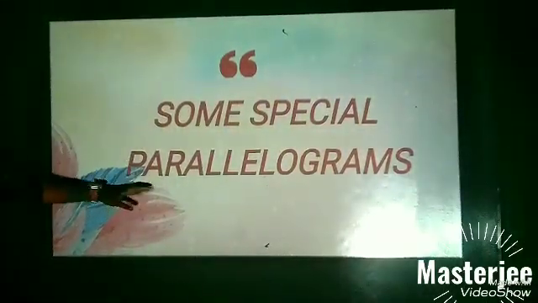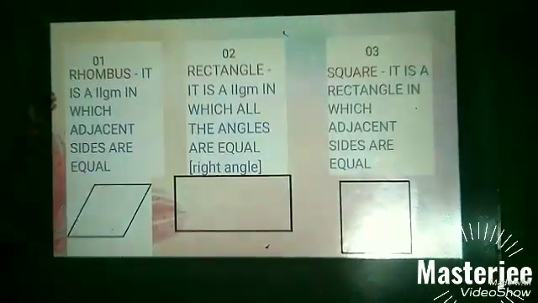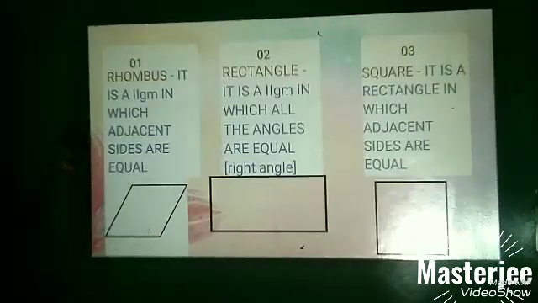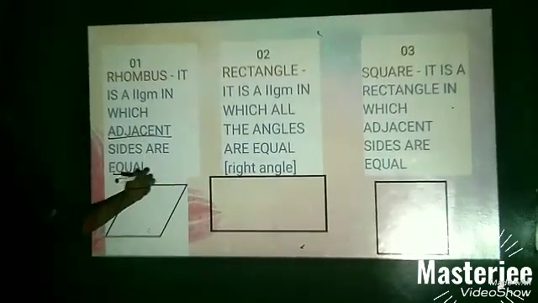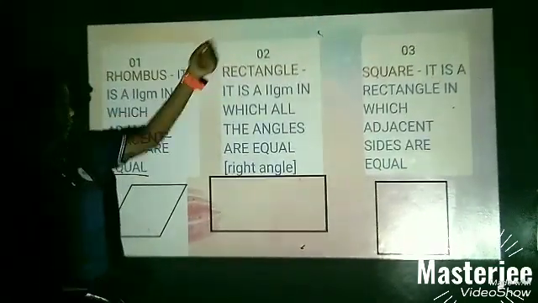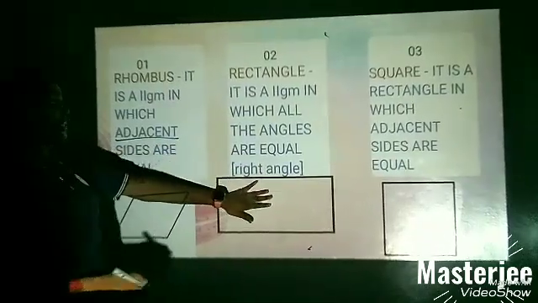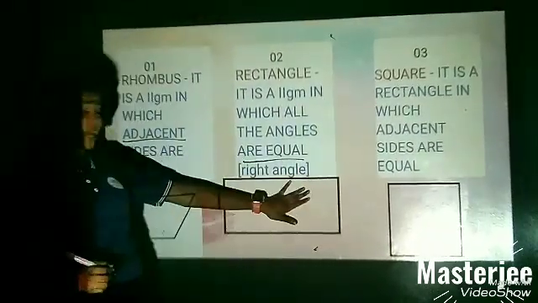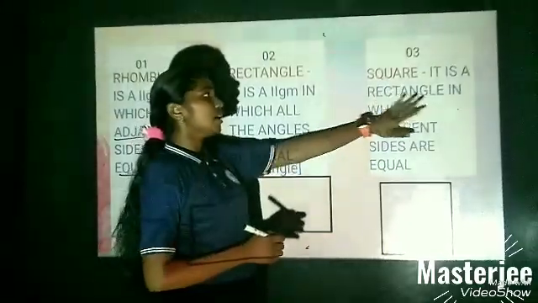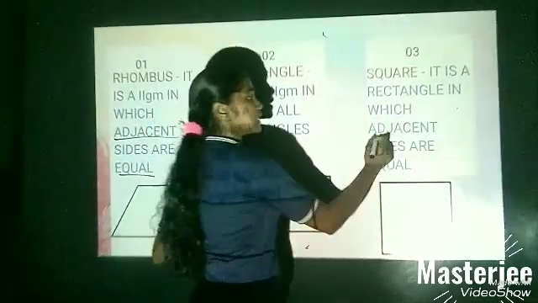Some special parallelograms. First one, rhombus. It is a parallelogram in which the adjacent sides are equal. The second one is rectangle. It is a parallelogram in which all the angles are equal, that is, all angles are right angles. Square. It is a rectangle in which the adjacent sides are equal.